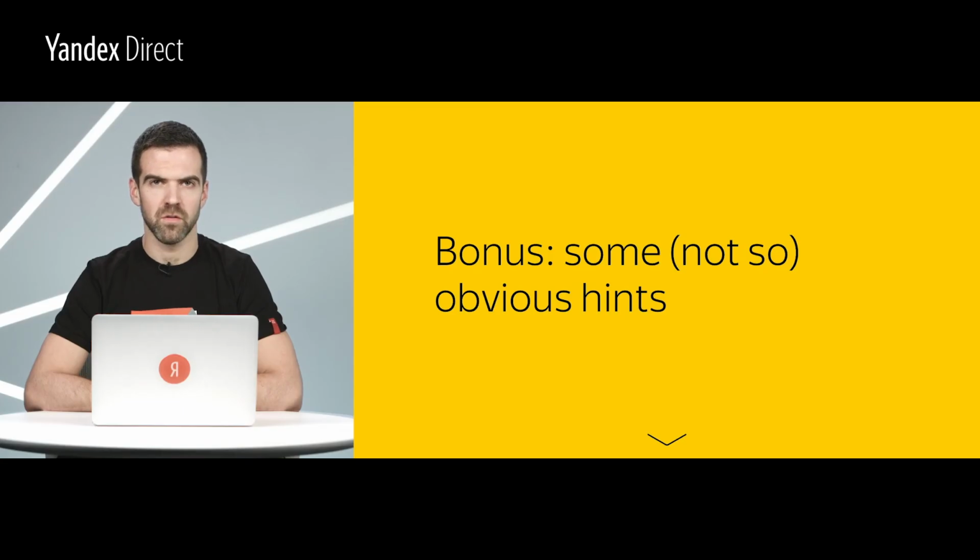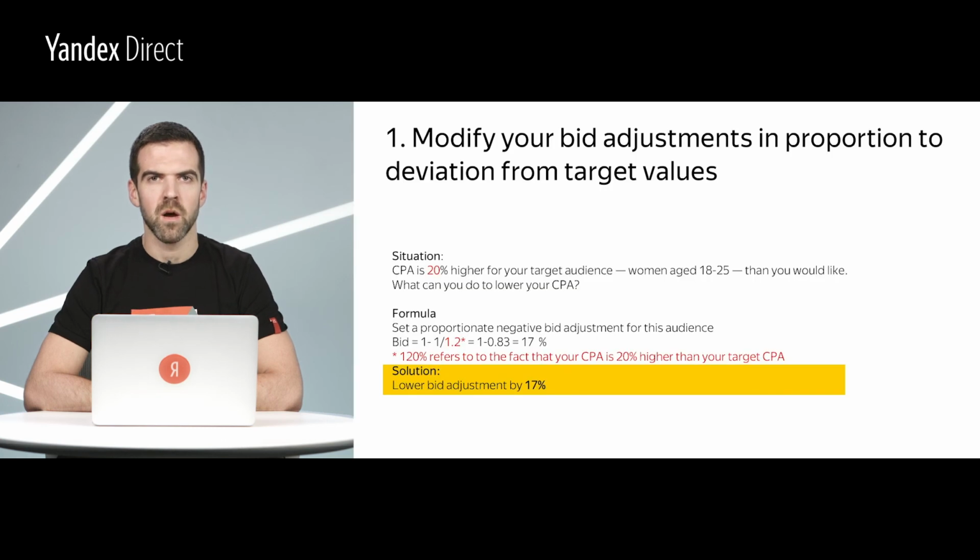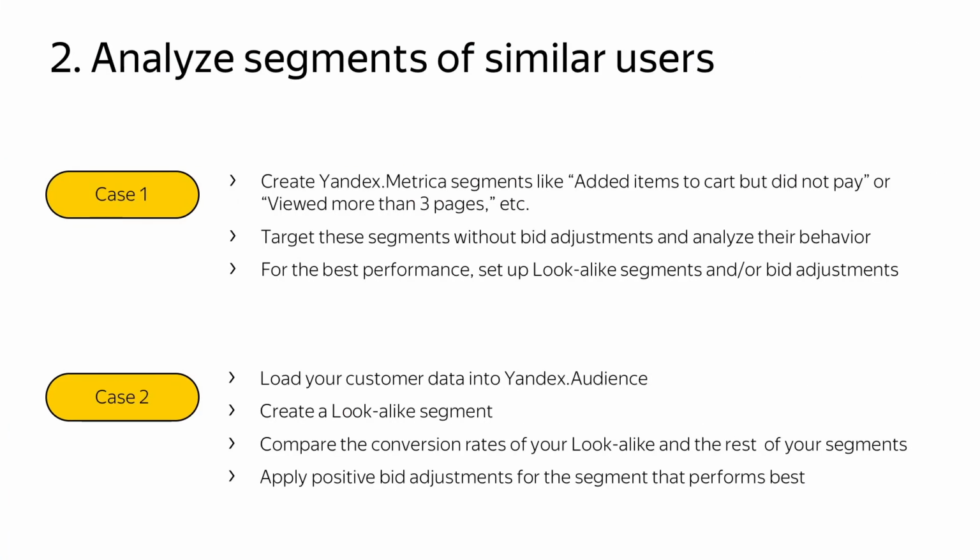But that's not all. We've got some bonus material for you. Modify your bid adjustments in proportion to deviation from target values. For example, CPA for your target audience, women aged 18 to 25, is 20% higher than the target value. To figure out which bid adjustment you should make, use the formula below. On this slide, you can see two examples of how you can use segments of similar users.